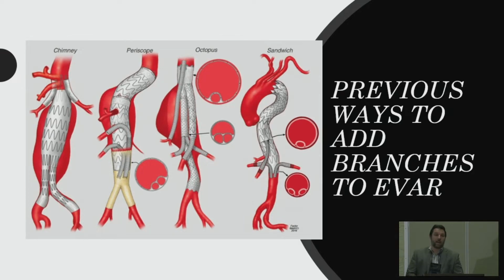And there were ways to add branches to the EVAR. I was amazed by this picture when I found it because this octopus one was amazing. I mean, there's stuff going in and out all over the place, and the periscope, they've got stuff tucked in and out, and so there are ways to do it. But when you look at these pictures, look at all these connections and overlaps and things that have to kind of fit and push inside of each other. So when we have all those connections and different things, we can have an increased risk for leakage.